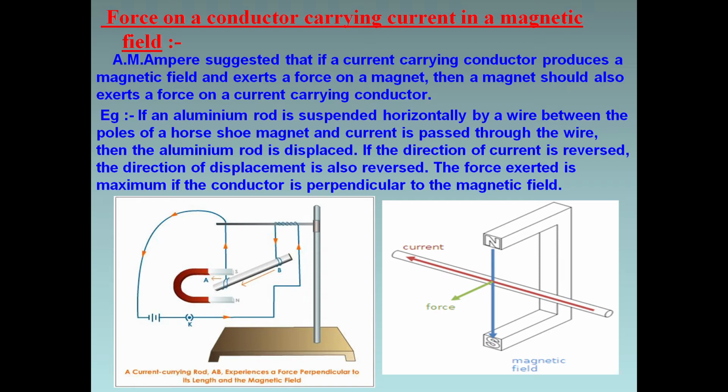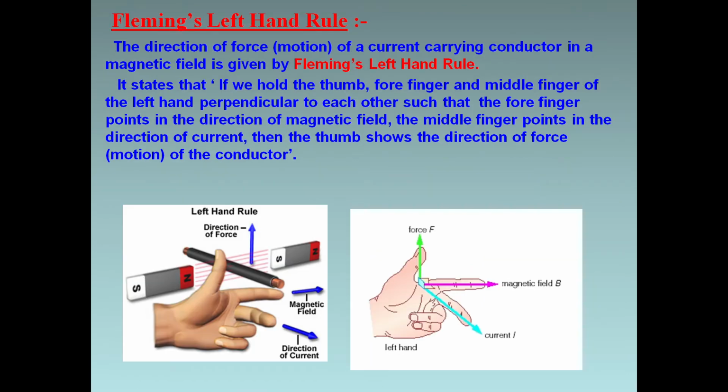Now look at the second diagram carefully. You can see one horseshoe magnet. The direction of magnetic field, that is shown with the help of blue colored arrow. The direction of current, that is shown with the help of this red colored arrow. Then force will be perpendicular to both of these. Force is perpendicular to magnetic field. Force is also perpendicular to the direction of current. How do we know the direction of force? We know the direction of force with the help of Fleming's left-hand rule.